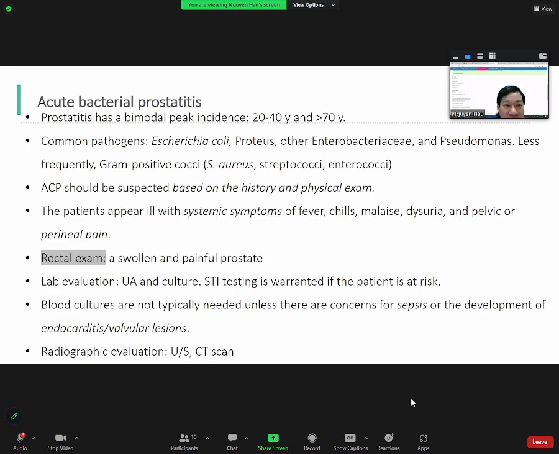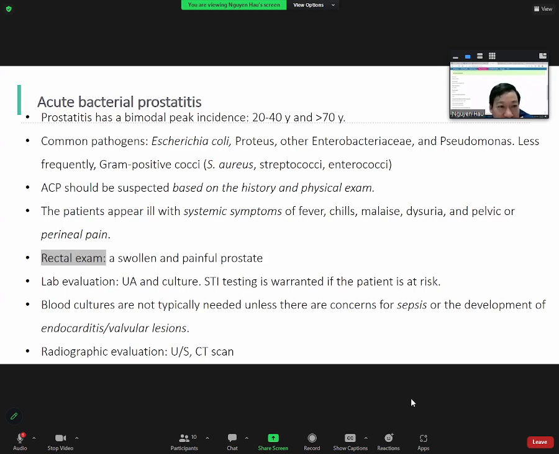Acute bacterial prostatitis incidence is from 20 to 40. I'm not afraid of prostatitis because I'm more than 40. How about you, Max? I am 40 this year, so I am still at risk, just 6 months later. That's right. Common pathogens: E. coli, Proteus, and other Enterobacter, Pseudomonas.